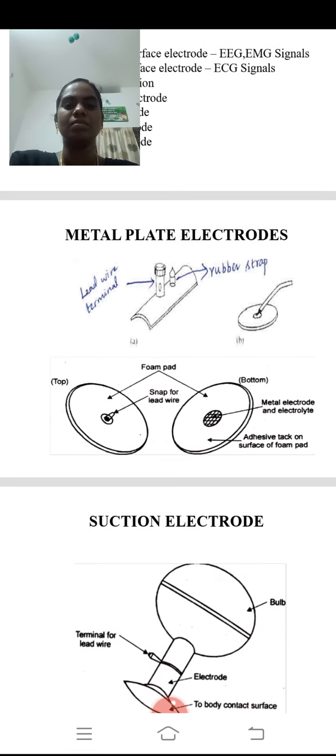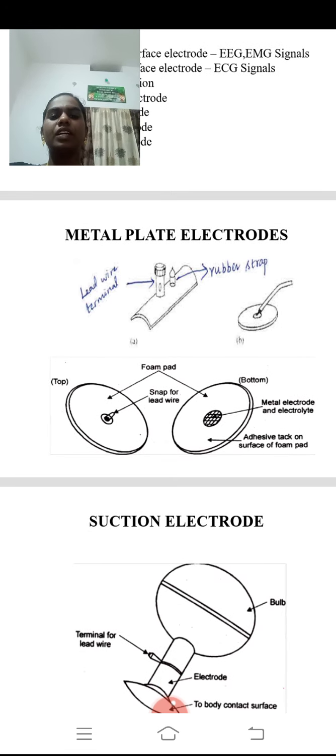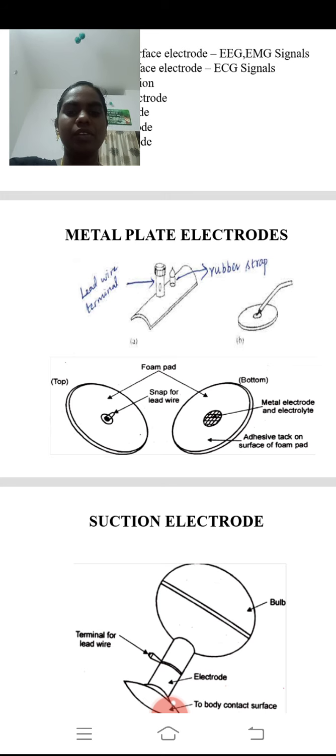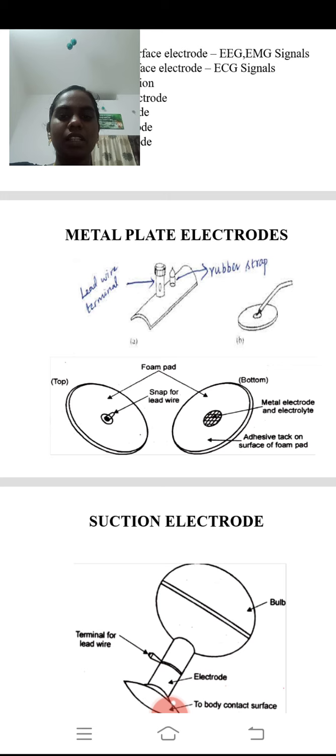First one is metal plate electrode. The figure shows this metal plate electrode. In metal plate electrodes, further we have 3 configurations: A, B, C. Configuration A is a cylindrical type configuration. The bottom layer will be connected to our body. Using a rubber strap we can tighten or loosen it for measurement purposes. In the upper layer we have the measuring equipment and the lead wire terminal. The wire will be connected through this lead wire terminal arrangement.